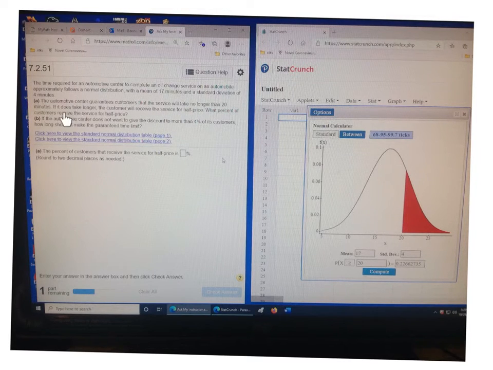Okay, then they asked, the Automotive Center guarantees customers that the service will take no longer than 20 minutes. If the service takes longer, the customer will receive the service at half price. What percent of the customers receive half price? So 20 minutes or longer. So, I put 20 minutes in here.